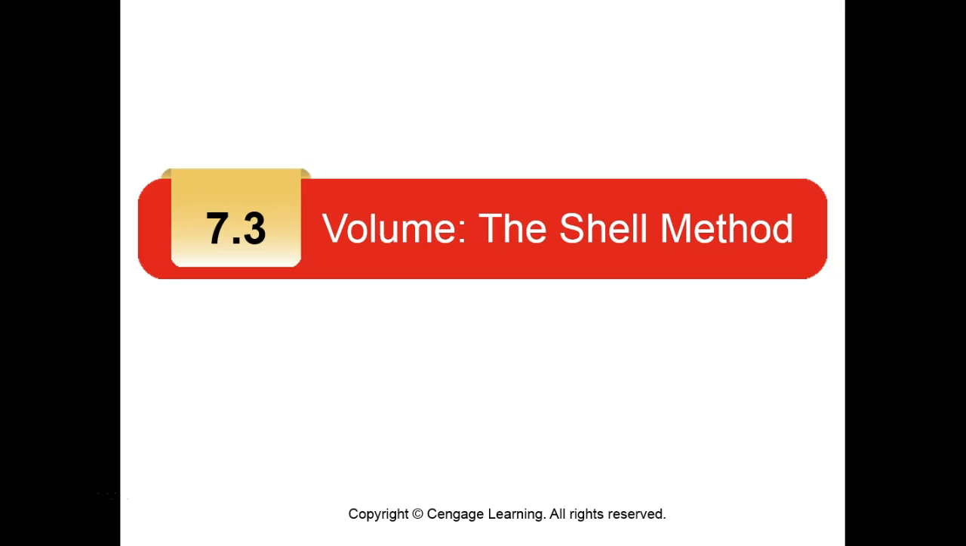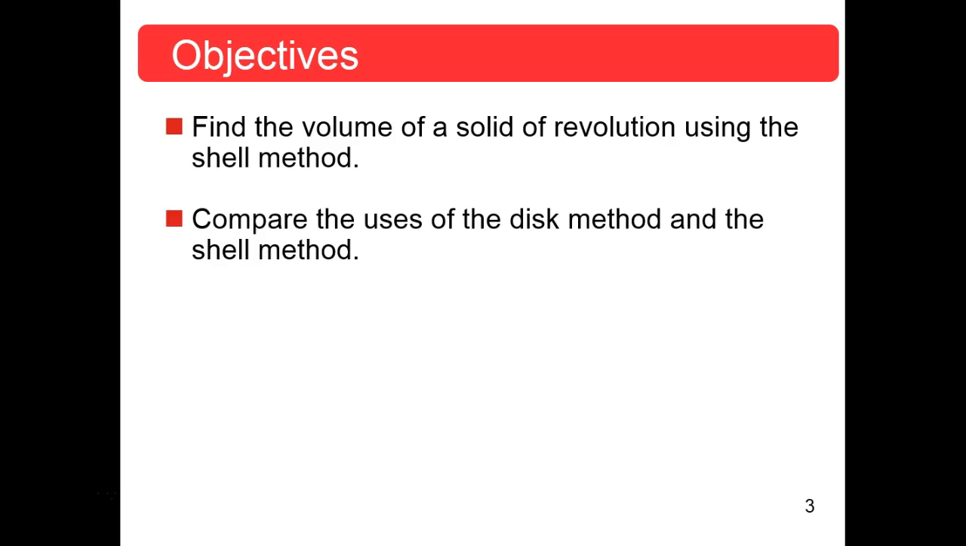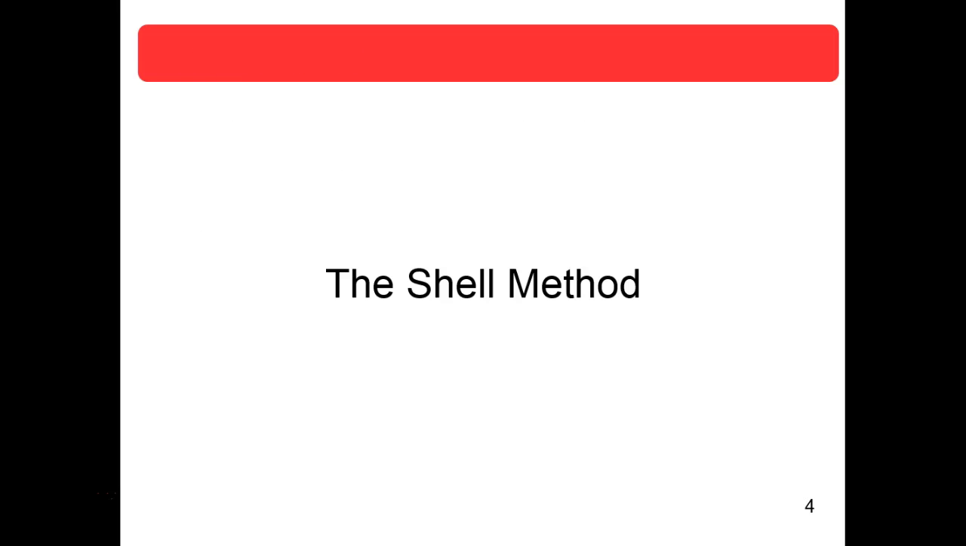So sometimes we want to do another method, and this is called the shell method. We'll find the volume of a solid of revolution using the shell method and compare that with the disk method, the two of those methods beside each other. Some problems work equally well with either one. Other problems are almost exclusively one or the other, okay? So you sort of need to know the difference.